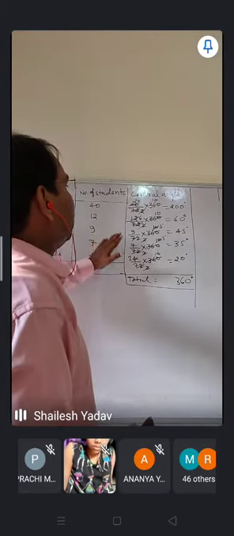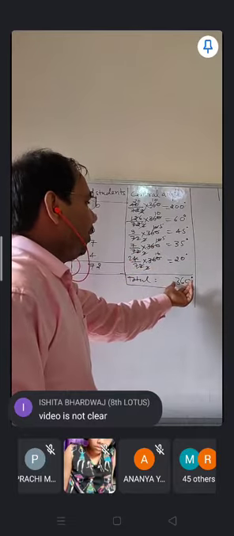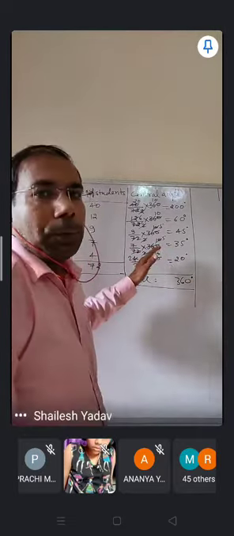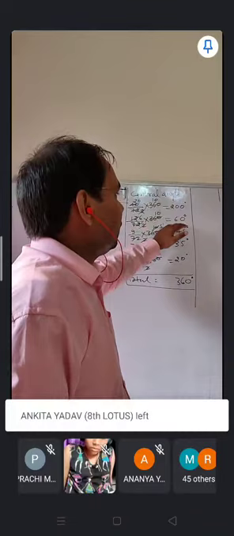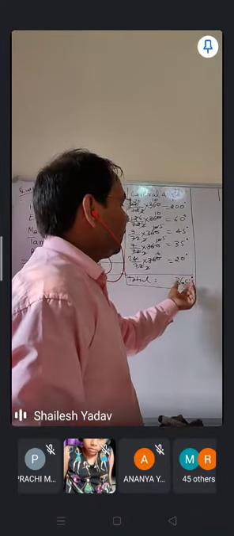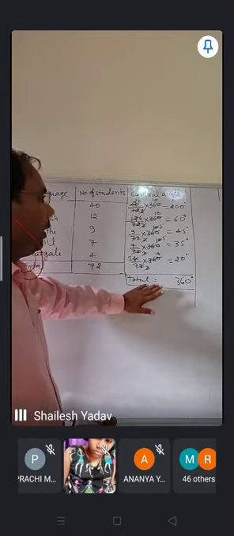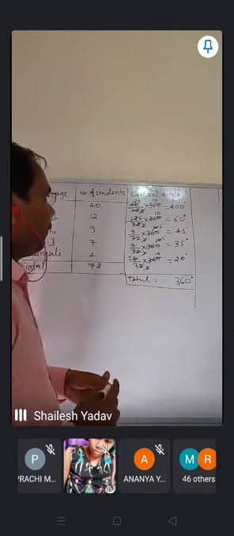If suppose any student does any wrong calculation in any of the parts, then that sum will not be equal to 360 degree. So if you want to confirm whether the angles you found are correct or not, you will add them, and if it is 360 degree, it is correct. So the first step is that you will find the angle.